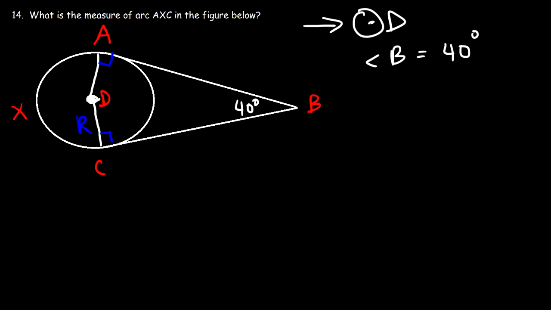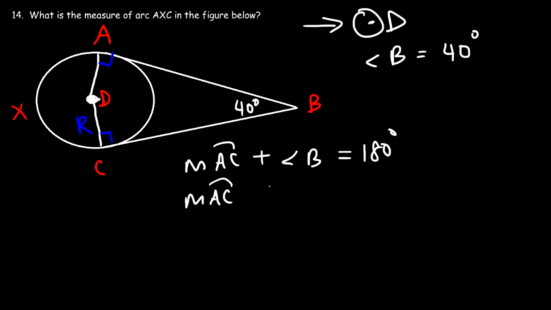Now, since angle B is a tangent-tangent angle, you need to know that this angle and the intercepted arc, they add up to 180. So arc AC plus angle B is equal to 180. They're supplementary. So arc AC is going to be 180 minus angle B, which is 40. So 180 minus 40 is 140. So this is the minor arc.